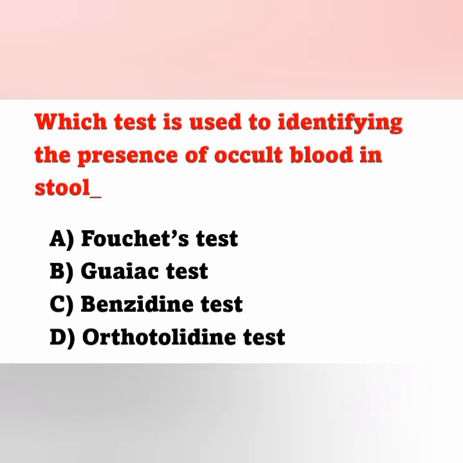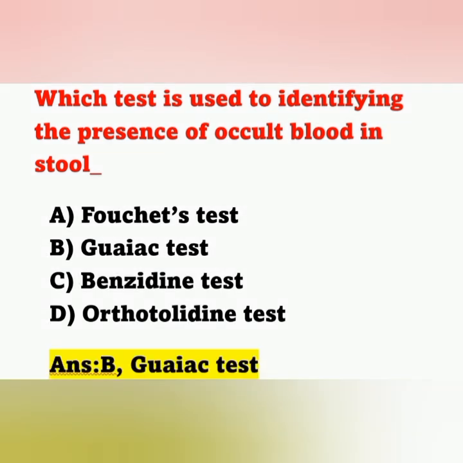And the next question, which test is used for identifying the presence of occult blood in stool? Options, option A Fouchet's test, option B Guaiac test, option C Benzidine test, option D orthotolidine test. The test used for identifying the presence of occult blood in the stool is the Guaiac test. Option B is the correct answer.